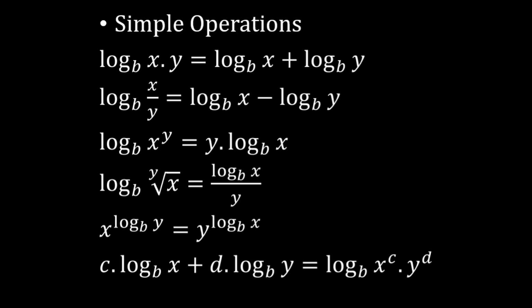X to the power of logarithm of y to the base b equals y to the power of logarithm of x to the base b. C times logarithm of x to the base b plus d times logarithm of y to the base b equals logarithm of x to the power of c times y to the power of d to the base b.